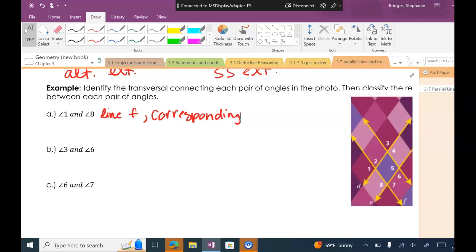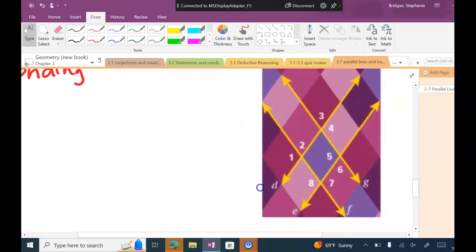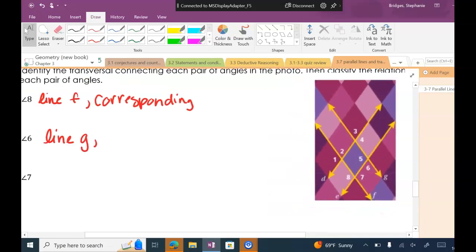What line do both 3 and 6 touch? Okay, so line G. And then what angle pairs are they, 3 and 6? Alternate exterior, yes. Hold on. Let me highlight them for you real quick. So here's 3. Okay, and then 6 is here. Do you see how they're on opposite sides of G? That makes them alternate. So G is their transversal. They're on opposite sides of that. So that's why they're alternate, and they're outside the 2 lines.